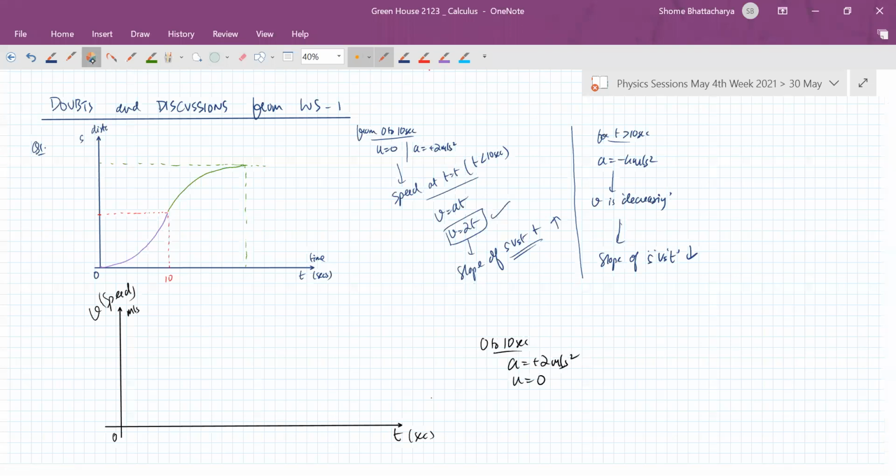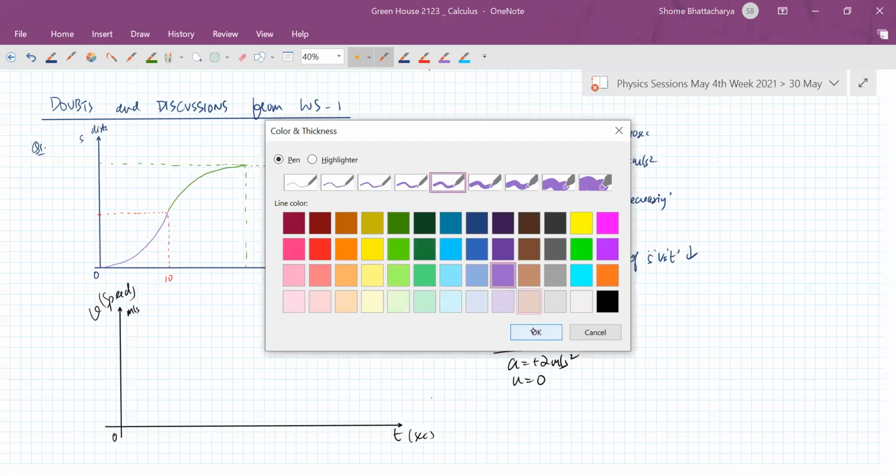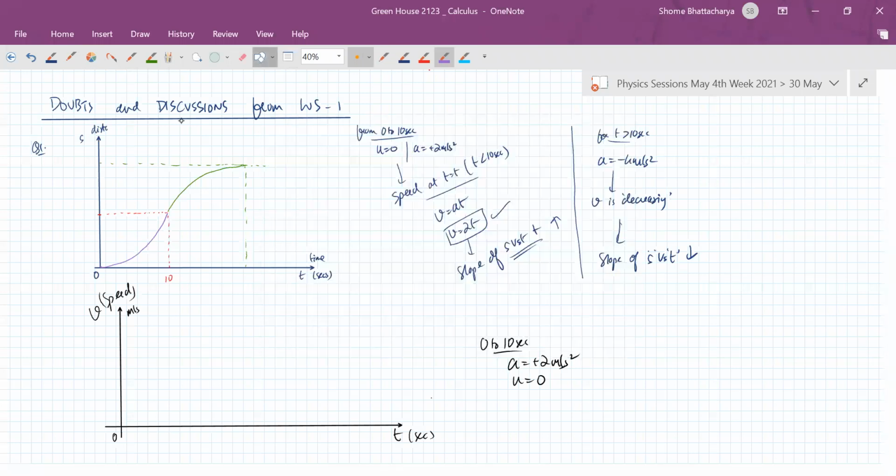So how will the speed versus time graph look? It will look like a straight line, right? Yes, sir. So speed should increase uniformly at the rate of a equal to plus 2. So at 10 seconds, how much should the speed become? It should become 2 into 10, that's 20. Yes, sir. Okay. And after that, what is happening?